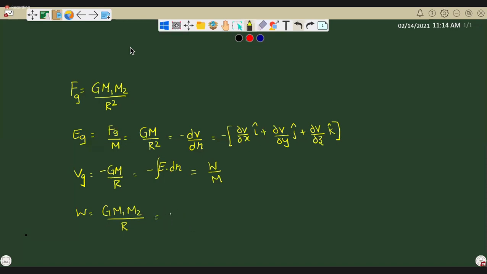This is also your delta U. So we can write your delta U as U final minus U initial, which is GM into minus GM by R1 minus minus GM by R2, that is GM into 1 by R1 minus 1 by R2.